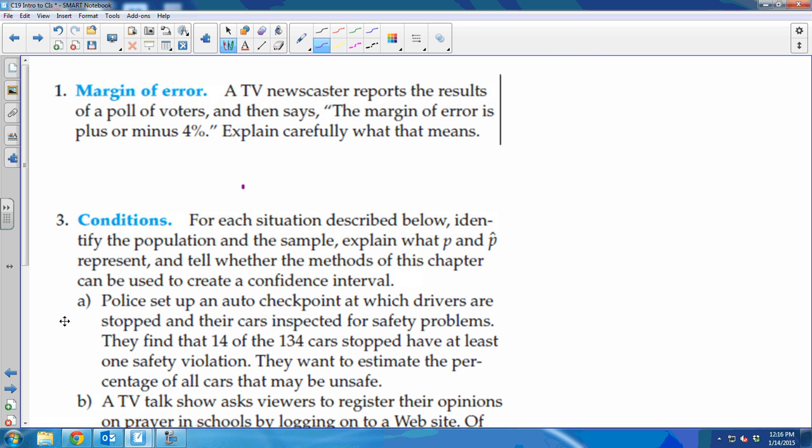All right, number 1. A TV newscaster reports the results of a poll of voters and then says the margin of error is plus or minus 4%. Explain carefully what that means. So we have plus or minus 4%. So what else did they probably have at some point along the way? They had a p-hat. They had some sort of sample, right? And they had plus or minus 4%. Then what are they trying to tell their audience?